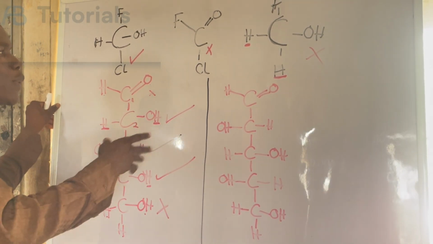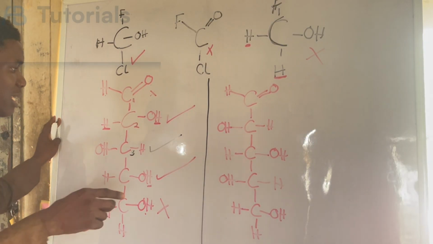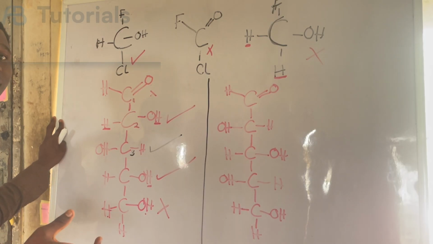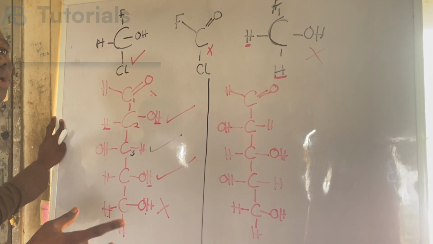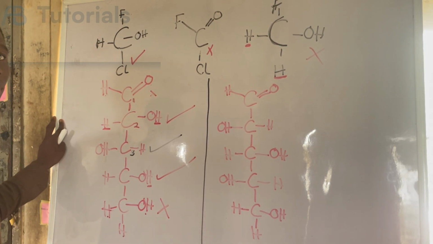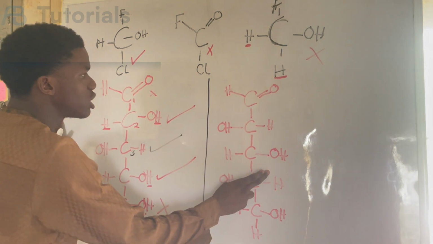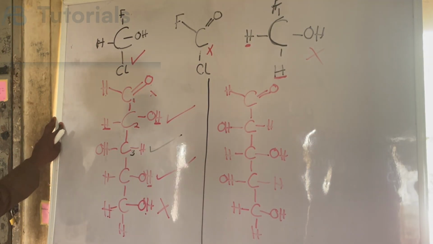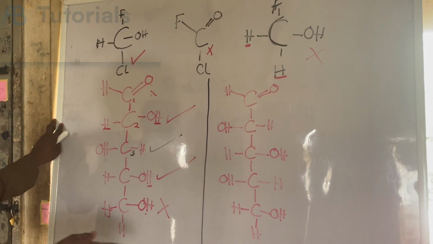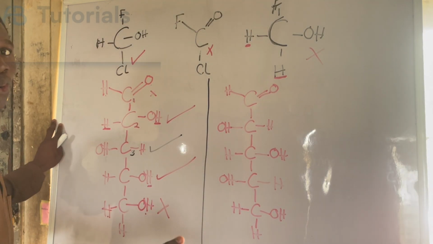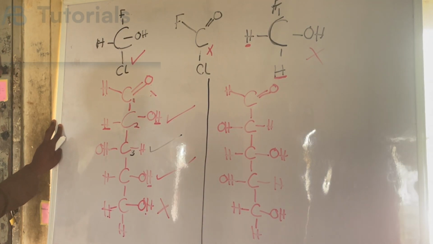So how are we going to name them? And don't forget, I said these 2 guys are what we call enantiomers. Enantiomers are isomers that are mirror images of each other. This one is the mirror image of this, and this one is also the mirror image of this. So how are we going to differentiate them? This is where the idea of D and L comes in. I hope you understand that.